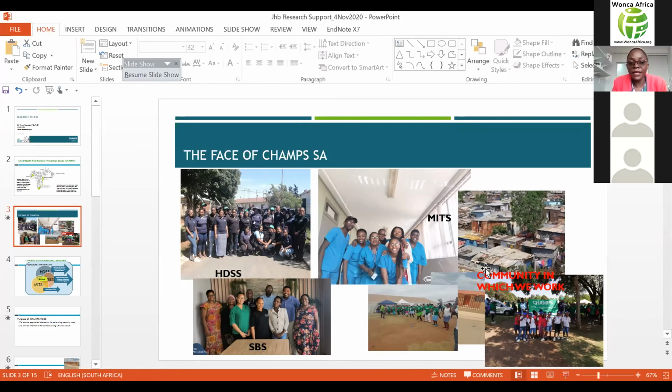They work hand in hand with our community advisory board to make sure that the community is not only aware of our research, but they also understand it, and they give feedback on what would possibly work and what wouldn't work within our context. The pictures on the right also show the type of community that we work in. The top picture is depicting Tembelihle, which is an informal settlement that borders Soweto.